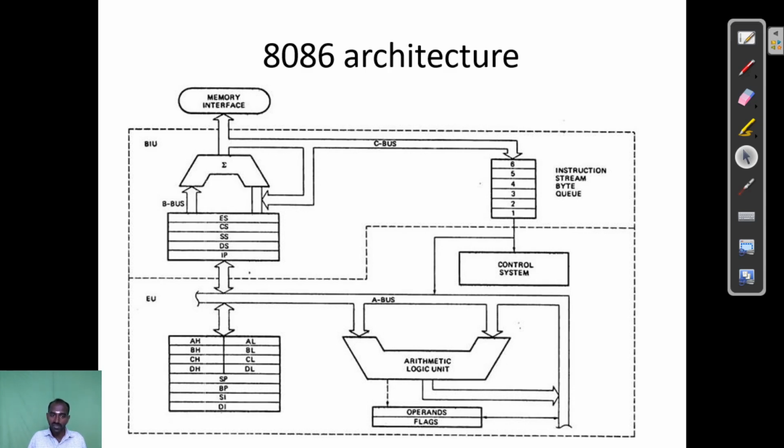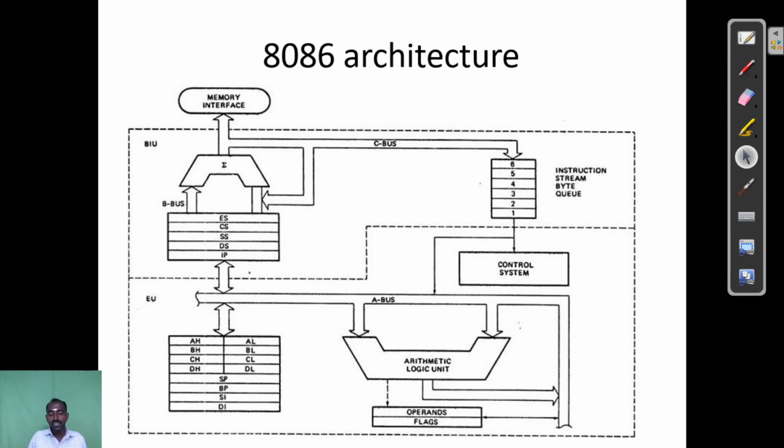So, 4 segment registers, address generation, and next, the instruction queue. The instruction queue is a first in, first out group of registers. It contains 6 bytes. Okay, 1 byte means 8 bits. Next, the other function unit is the execution unit. The execution unit consists of general purpose registers, offset registers, the arithmetic logic unit, and flags.